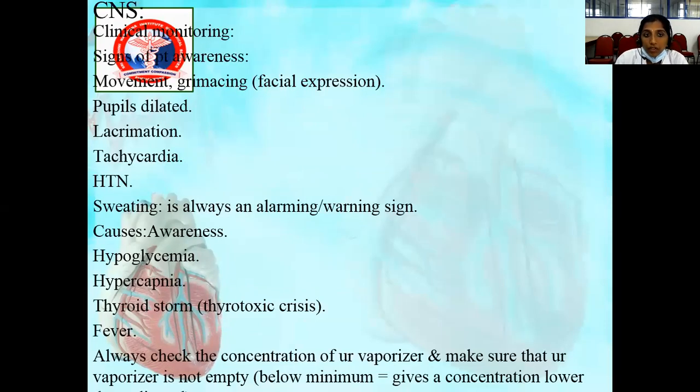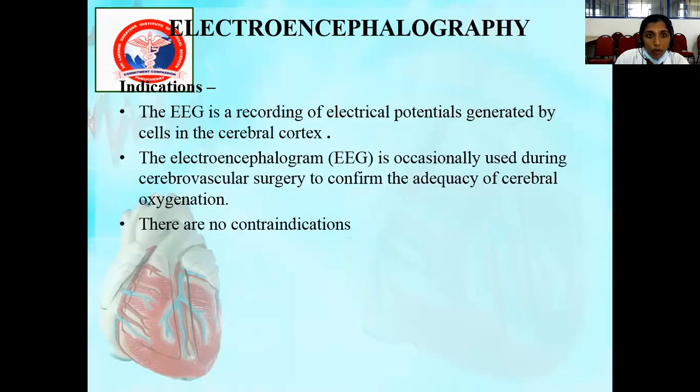So clinical monitoring, of course, will include your GCS, which is the Glasgow Coma Scale. Apart from that, you will look into the eyes for pupils, if they are dilated or constricted. Then under anesthesia, sometimes patients will have lacrimation, which means the patient is having pain. Sweating is again a warning sign of hypoventilation, or it can be because of hypoglycemia, or some thyrotoxic crisis. So these are the clinical things we have to look for.